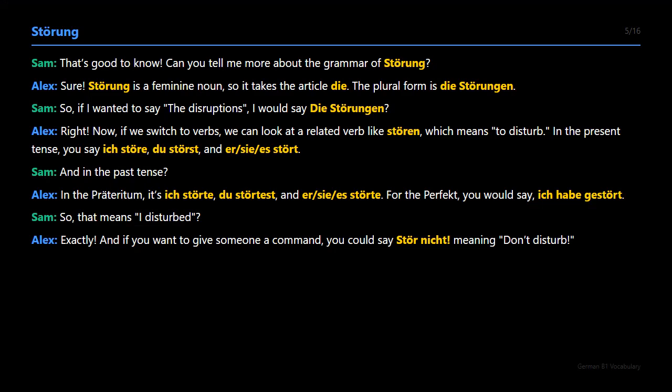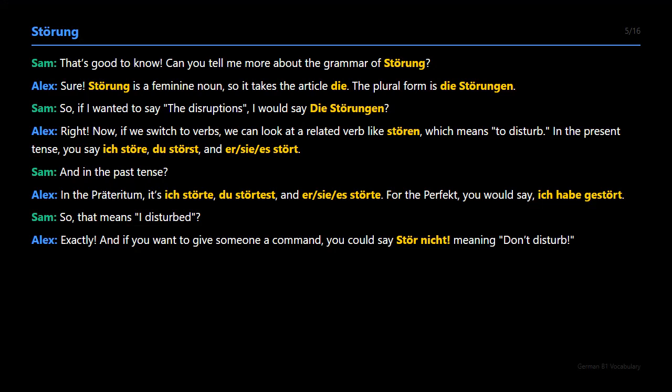Right. Now, if we switch to verbs, we can look at a related verb like stören, which means to disturb. In the present tense, you say, ich störe, du störst, and sie, er, es stört.